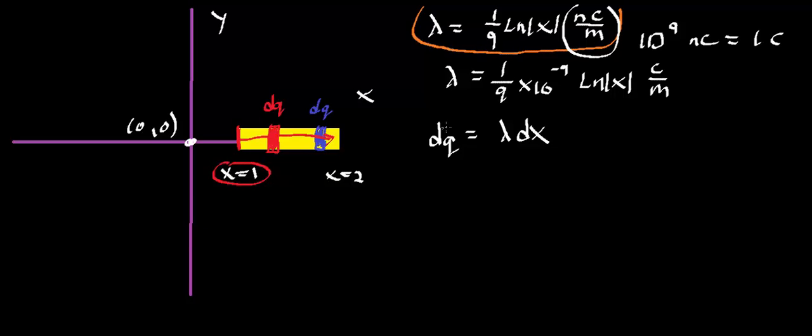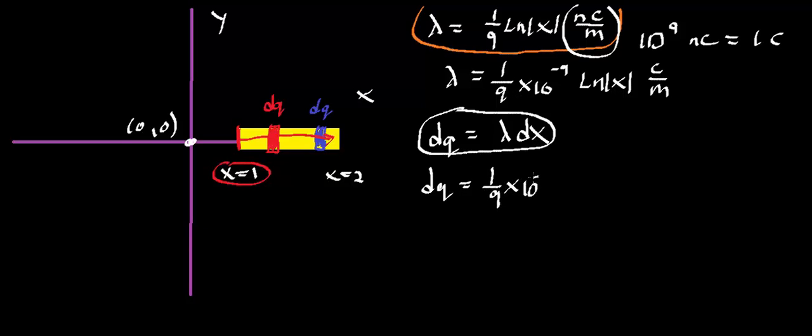But when you have a rod of any kind in a problem like this, the formula you always want to go to is dq equals lambda times dx. So we're going to say that our differential charge element dq is going to be equal to, well, we converted this to coulombs per meter, so this is 1/9 times 10 to the minus 9th, multiplied times the natural log of x, and then we multiply that times dx. Okay, so that's our term for dq.